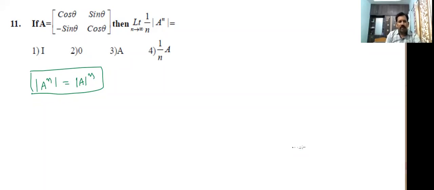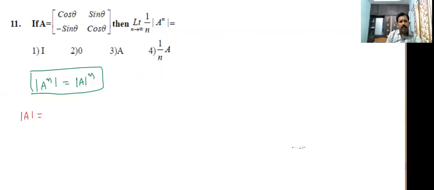In the previous class we completed up to 10 problems in level 2. This is the 11th question. See here, limit n tends to infinity of 1 by n, determinant of A power n. Determinant of A power n is equal to determinant A whole power n. Here a matrix is given, find the determinant.